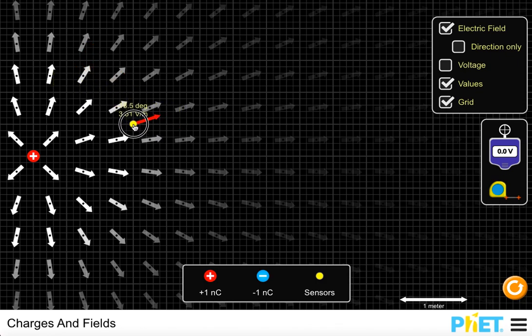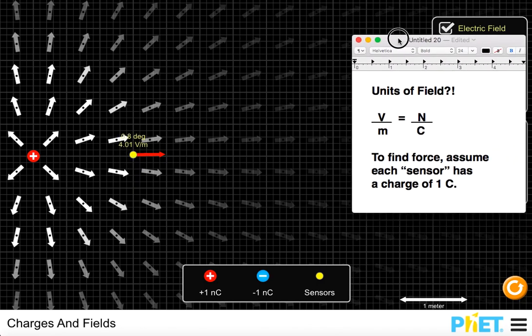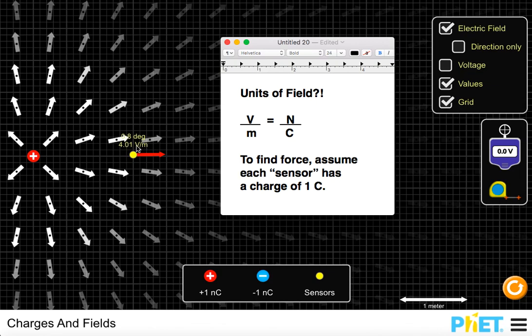Now, if what we're interested in is force, we need to think about how we can connect this electric field to force, and I can show you that here. Units of volts per meter that are given here are equal to units of newtons per coulomb. We don't need to go into the reason for why these units are equal, but we can tell that a unit of field is giving us a unit of force per unit of charge in this case.